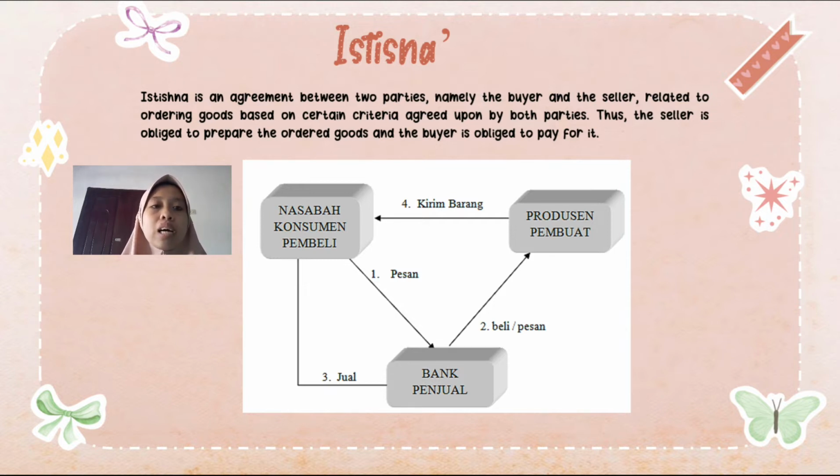In this case, the customer orders goods according to a specification from the bank. When there is an agreement between the two parties, the bank will order the goods from the manufacturer. While the goods are made, the customer can make payment to the bank either by being paid in advance, in installments, or at the end. When the goods are finished, the goods are sent directly to the customer.